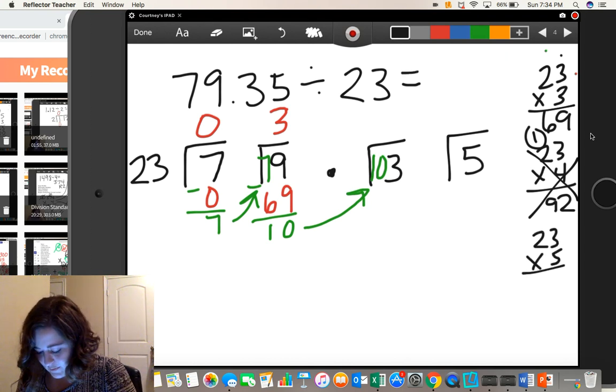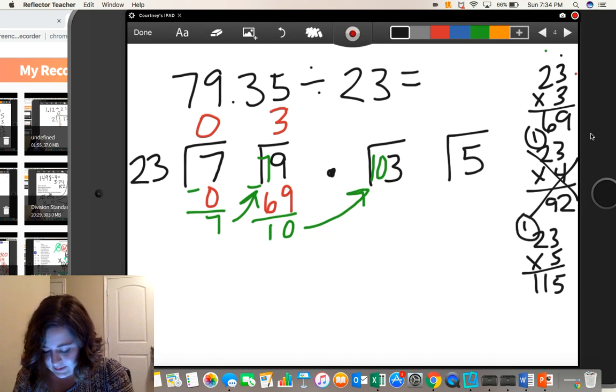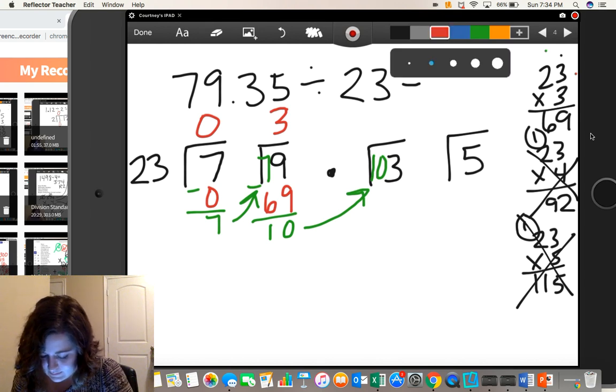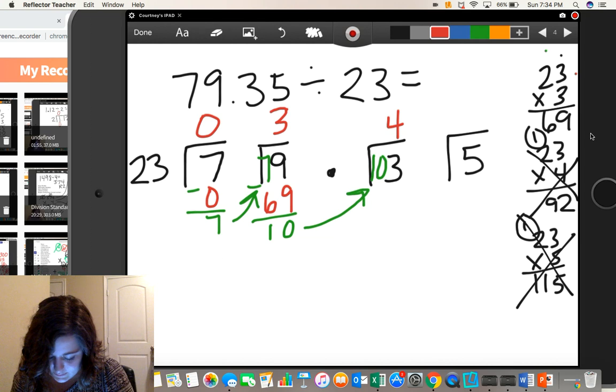5 times 3 is 15. 5 times 2 is 10, plus 1 is 11. 115 is bigger than 103, so we can't do times 5, too big. So we have to go times 4. 23 times 4 was 92.